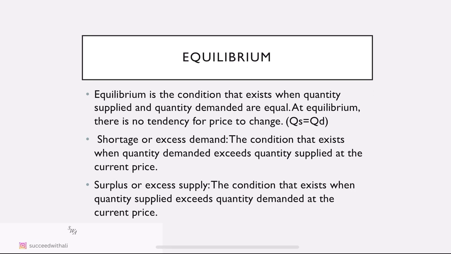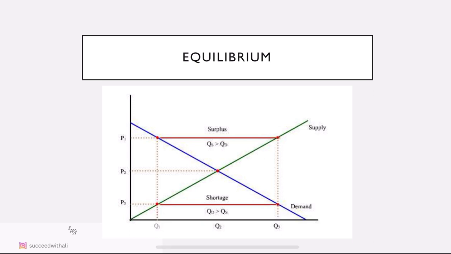Surplus or excess supply is the condition that exists when the quantity supplied exceeds the quantity demanded at the current price. For example, there are 10,000 items of a certain thing, and there are only 5,000 people demanding it. That's a surplus. We can see the graph of the equilibrium: the demand is downward sloping in blue, and the supply in green is upward sloping. The point where the supply and the demand meet is the equilibrium.